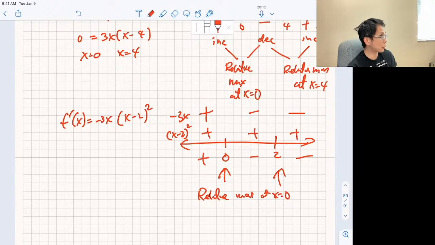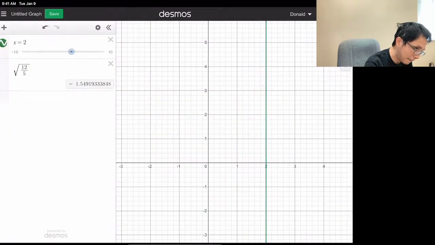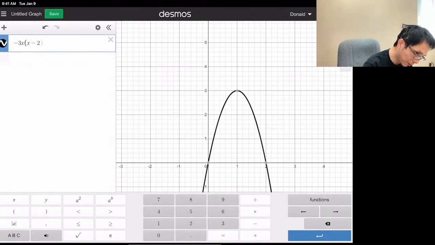So sometimes they trick you that way because you don't do the number line test. Every question, please do the number line test. Could you show us that on Desmos? Yeah, of course. Negative 3x times (x minus 2) squared. That's a good question.